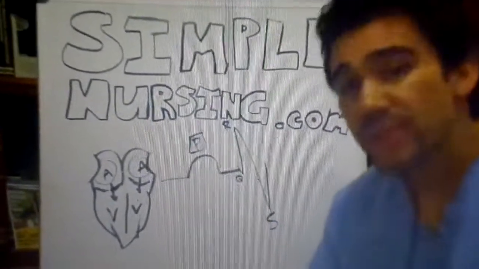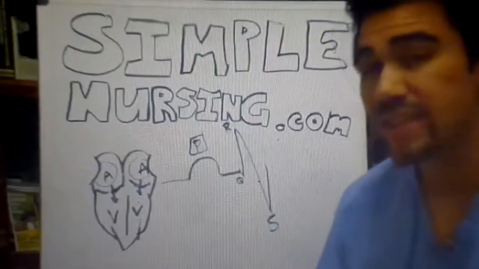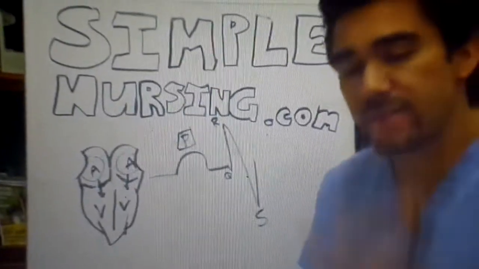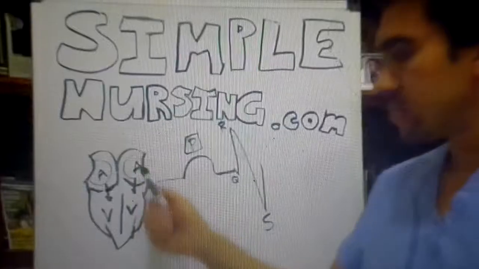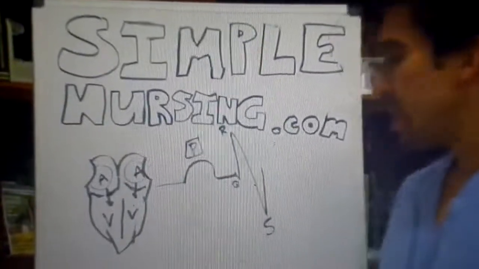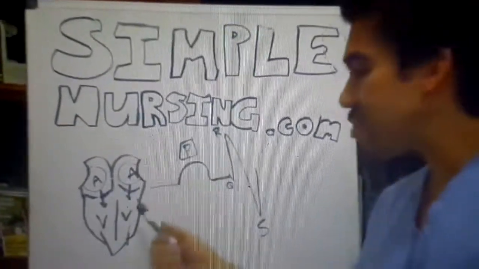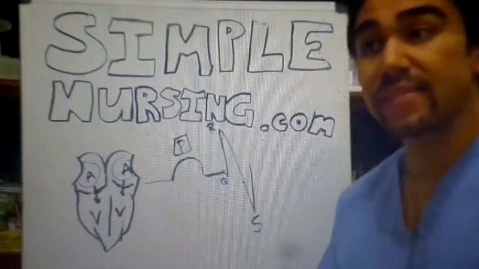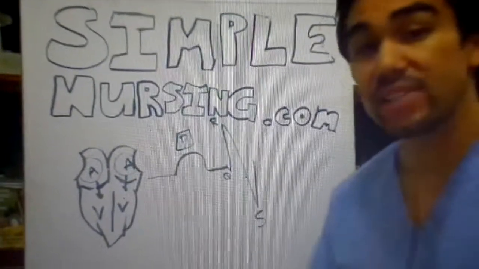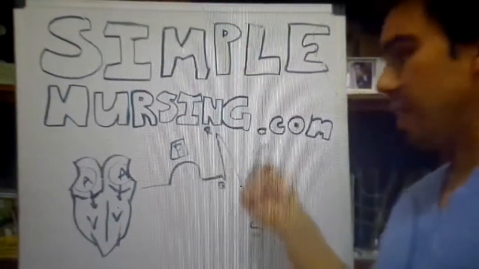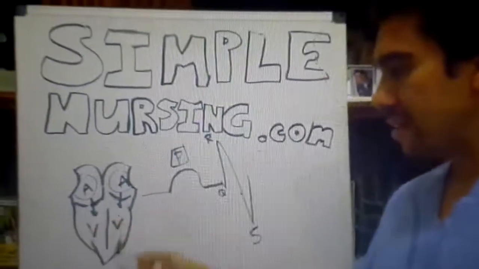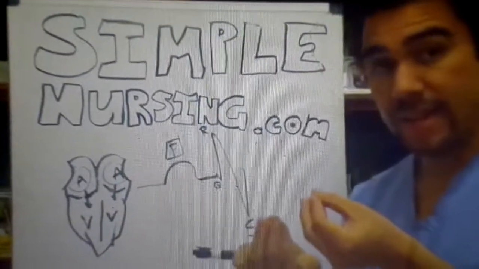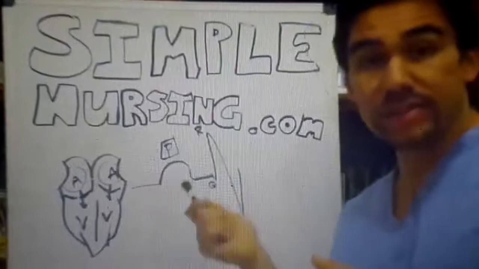P wave is the first thing to show up. So what's the first thing that shows up when you squeeze your heart? Atrial squeezing. Second thing, guys, the ventricles. What's the second thing that shows up on the paper? Your QRS. Now, these ventricles squeeze, right? So that squeeze is that QRS.